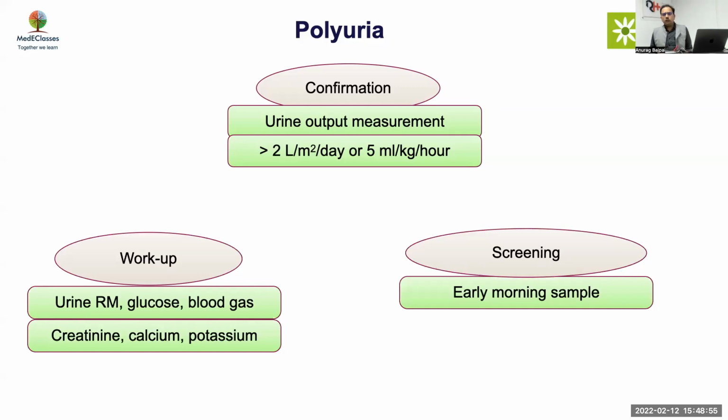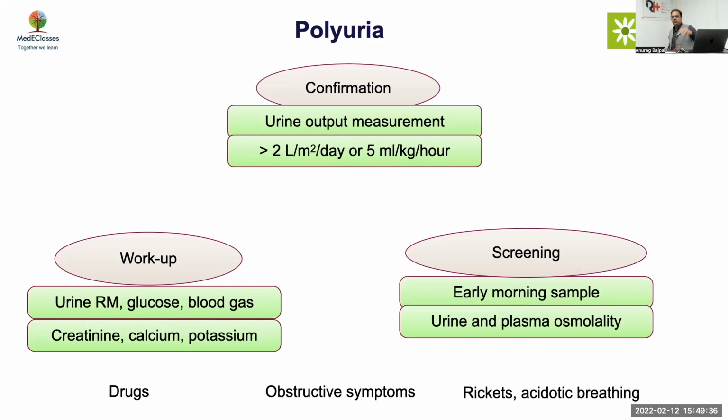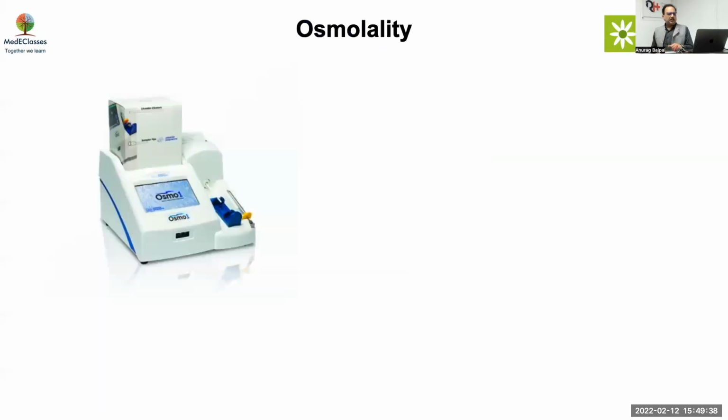Then after you've done all that, the next step is whether it is a solute load or a concentration defect. You have to do two things. You have to do a urine and plasma osmolality in the morning. Ask for history of drugs which can cause problems. In this perspective, which drugs can cause polyuria? Lithium, and a lot of drugs which cause tubulopathies, amphotericin B, so many drugs can cause that. You have to worry about that. And look for rickets and acidotic breathing, which is there in that situation.